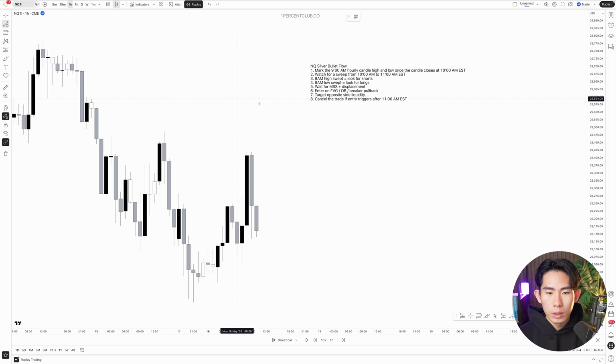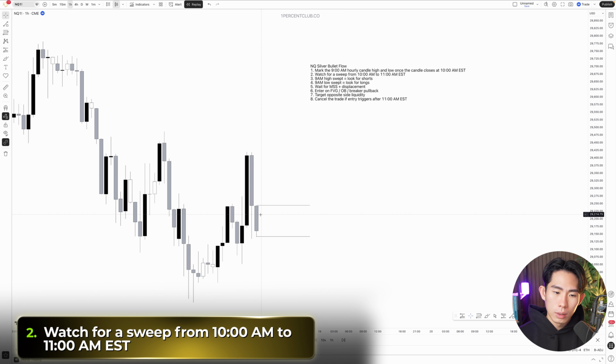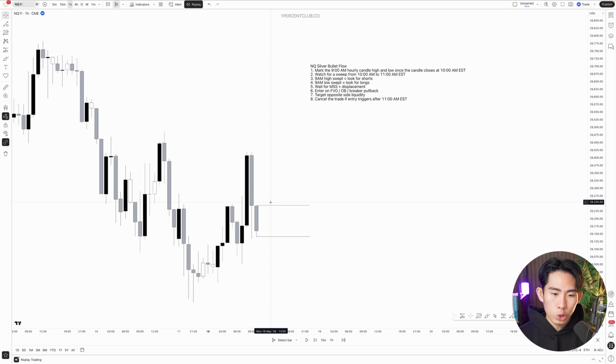This is where I'll take a line tool just like this and mark up the high of the candlestick and also the low of the candlestick just like this. Once again, this is our hourly candle. I'm on the 1 hour time frame and the candlestick has just closed at 10 a.m. Eastern Standard Time. The next step is to watch for a sweep from right now all the way until 11 a.m. Eastern Standard Time, to see whether price actually sweeps the high or the low and then act accordingly.